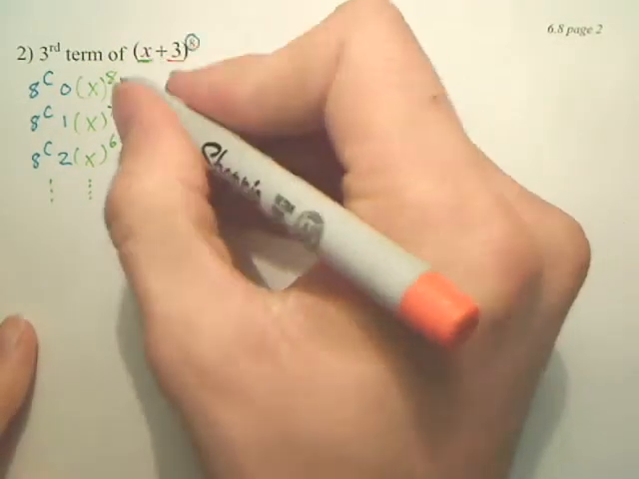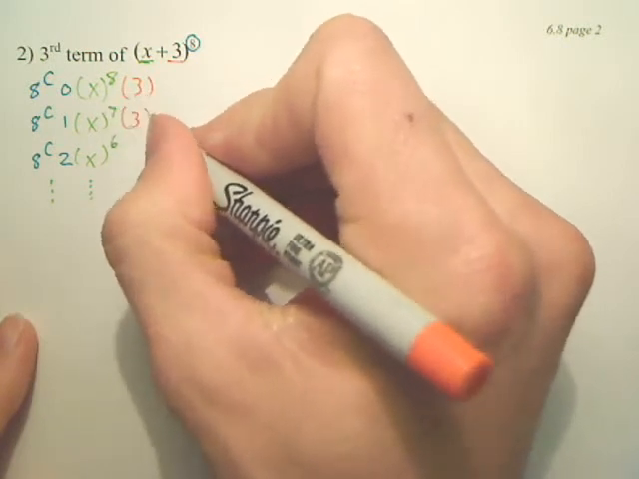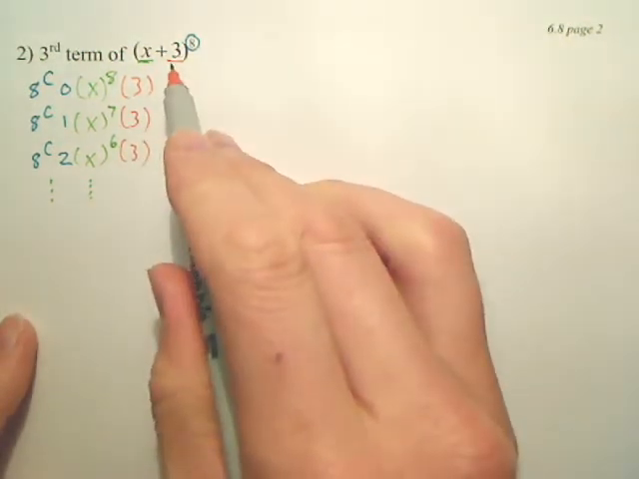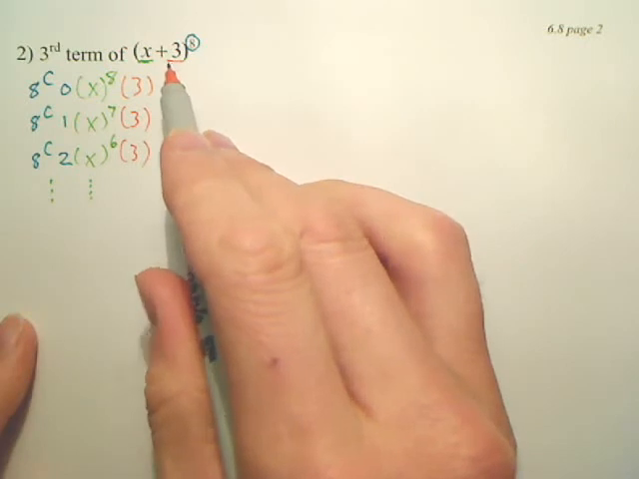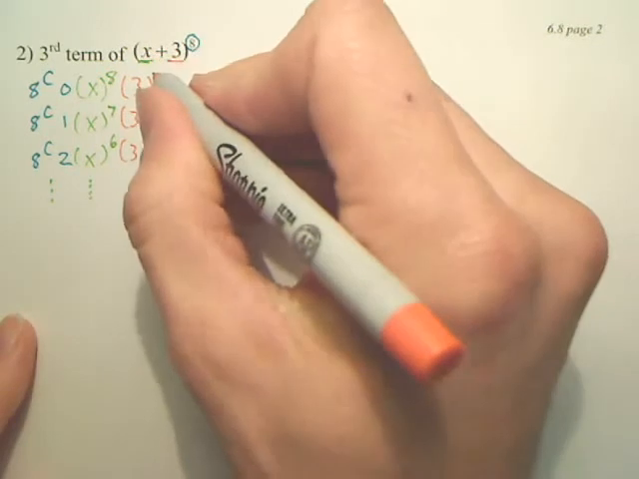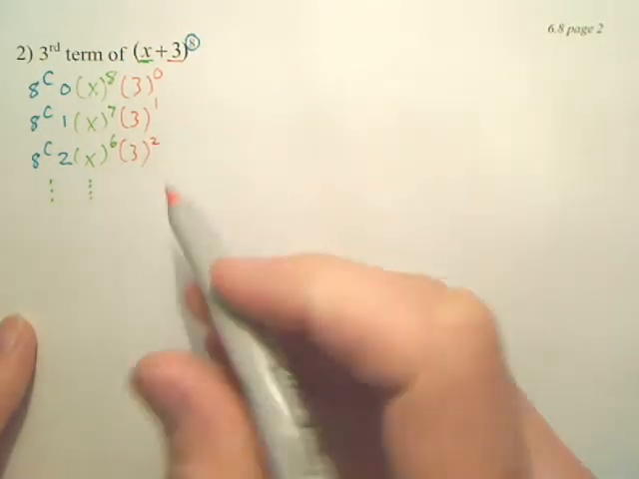Alright, and then we look at the last piece, the 3. And what term do we start with? I mean, what power do we start with? We start at 8 here, so we start with the opposite, which is 0. And then we work our way down. 1, 2, and so forth.